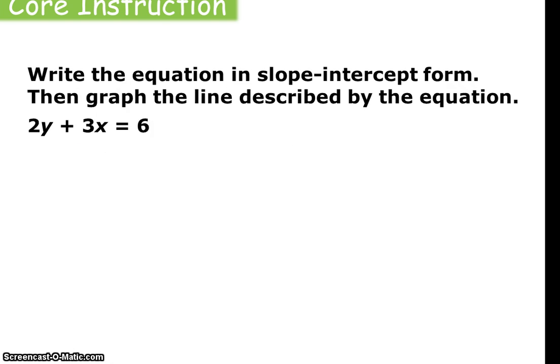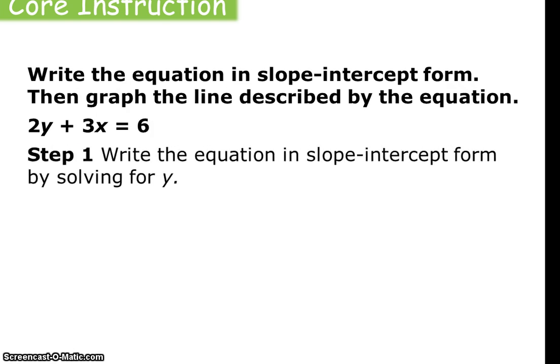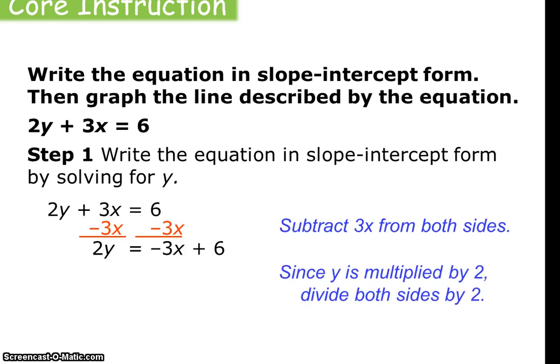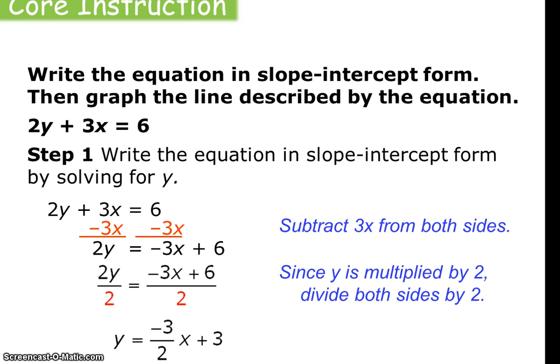One more. So this one is not yet written in y equals form, so we do have to do that first. If I subtract 3x from both sides, that gives me 2y equals negative 3x plus 6. Then I need to divide both sides by 2 to get y equals. Okay? It's not in slope-intercept form unless it's in y equals form. At this point, I know my slope is negative 3/2, the coefficient in front of x, and I know my y-intercept is 3.